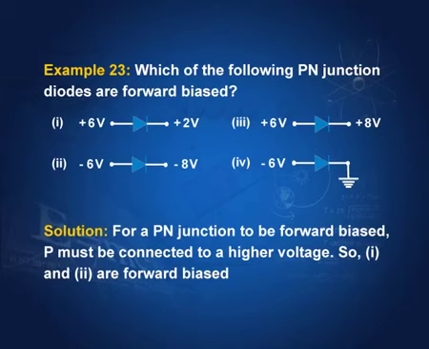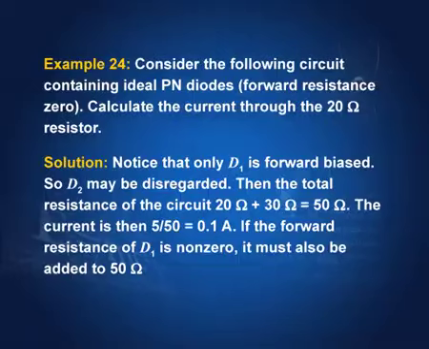Here too, this is 0, this is minus 6. So, minus 6 is lower than 0, therefore, in this case also the rectifier or the p-n junction would not work. Now, consider the following circuit, make use of the unidirectional properties of the diodes.